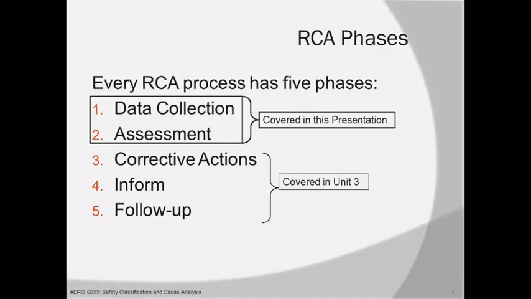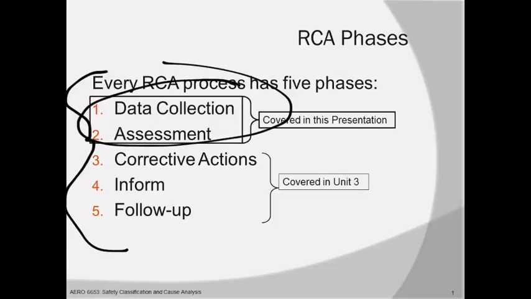Okay, so every root cause analysis has 5 phases. That's data collection, data assessment, corrective actions, inform, and follow up. In this unit, we are working only through the first 2 of these phases, data collection and assessment. The rest of the phases, as we discuss corrective actions and implementation, we'll come back to those and cover them in Unit 3. But Unit 2 is only going to be on data collection and assessment.